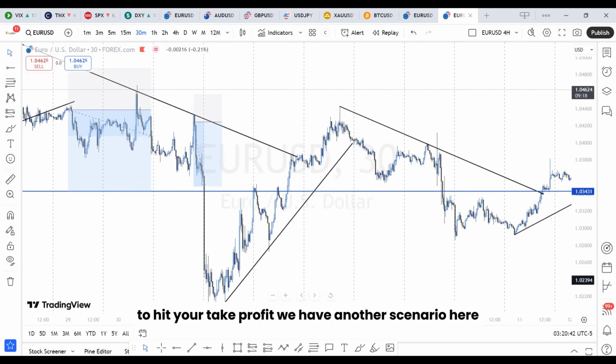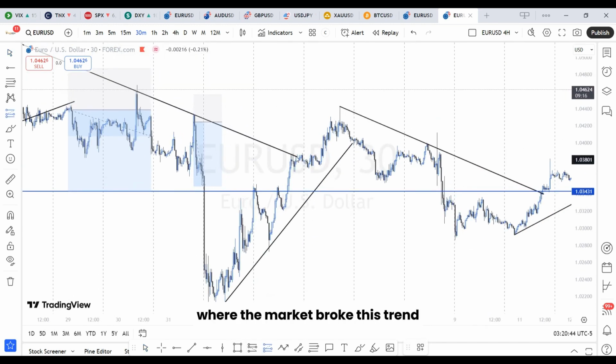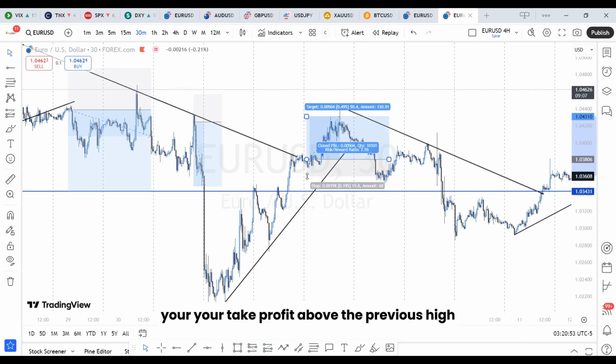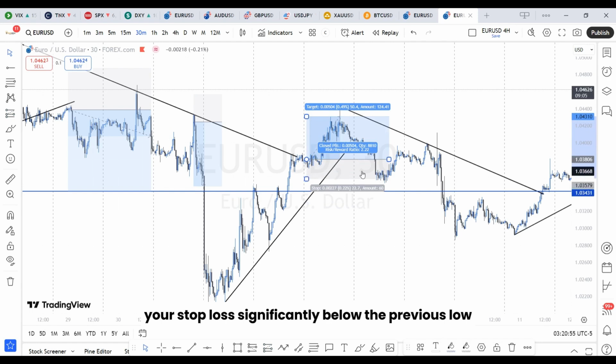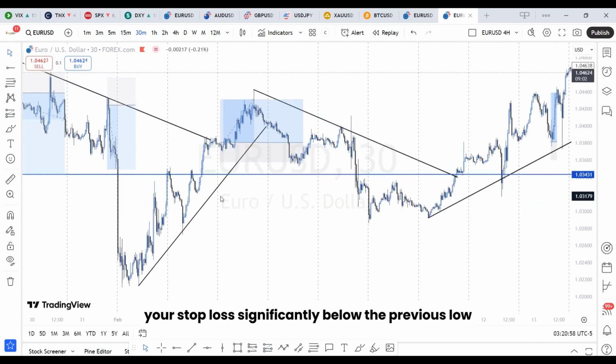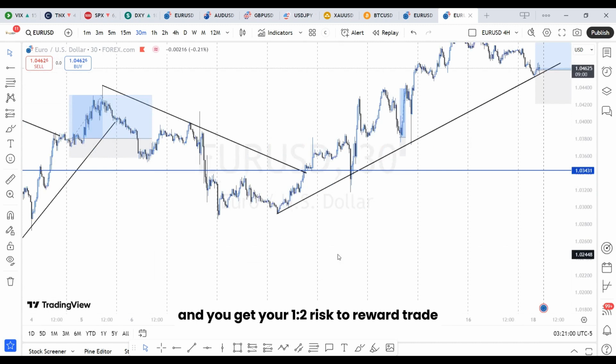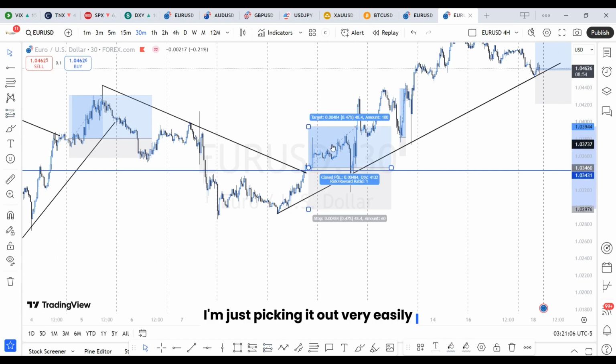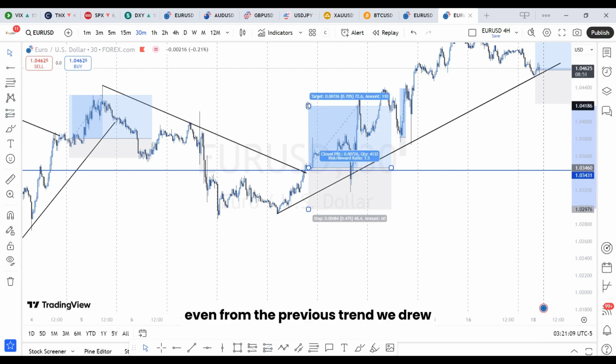We have another scenario here where the market broke this trend, this sell trend that was happening here. You took a trade around this area, your stop loss significantly below the previous low, your take profit above the previous high, and you get your 1:2 risk to reward trade, which is very good. Then next example, we have these two. You can see it. I'm just picking it out very easily, even from the previous trend we drew. Market broke out of the trend, you take your entry here.